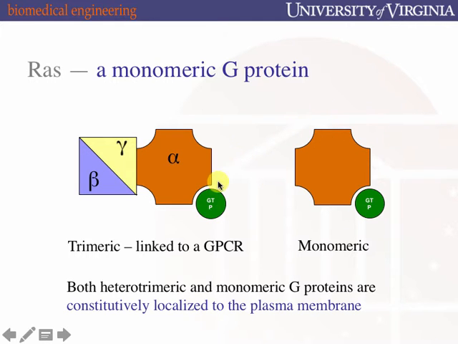The key thing is there's no beta gamma, and that's a difference. One of the similarities, though, is that both monomeric G proteins and heterotrimeric G proteins are localized constitutively to the plasma membrane, the inner leaflet of the plasma membrane.